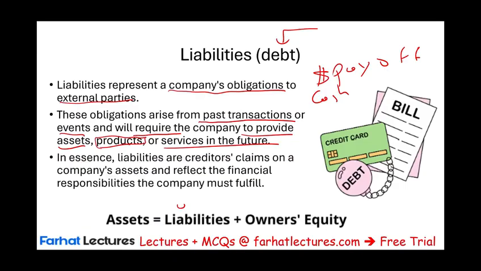Now, liabilities are, simply put, creditors' claims on the company's assets. Why? Because if you owe individuals or companies money and you did not pay them, they can take your assets. They have a claim on your assets. You have a responsibility to take your assets and pay off your debt. Otherwise, the creditors have a claim on your assets. They always do, because you owe them money.